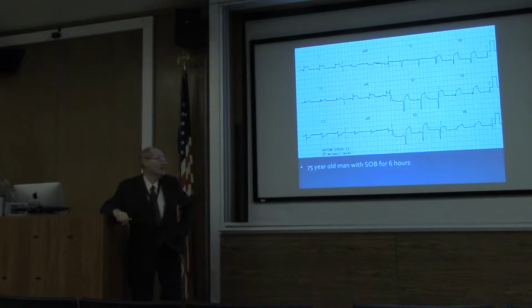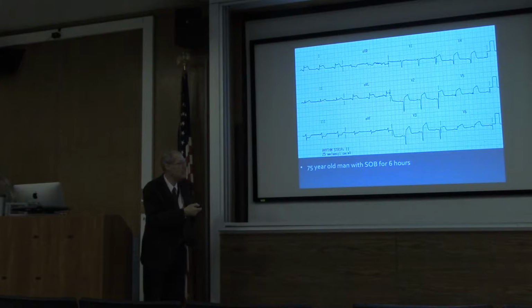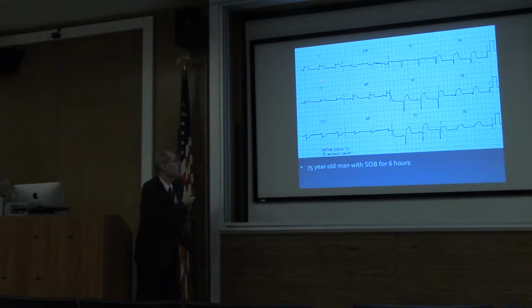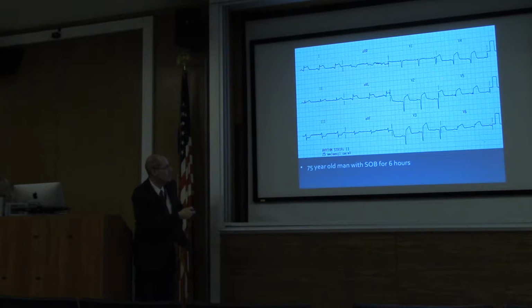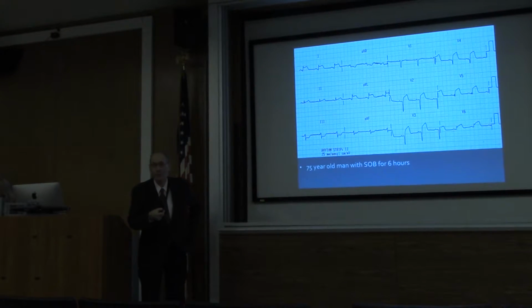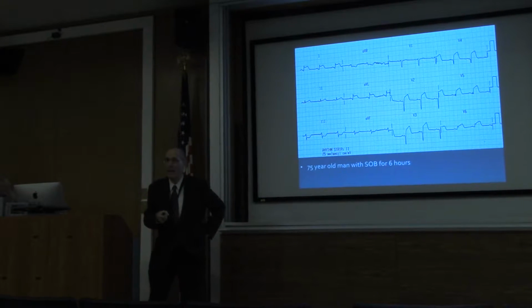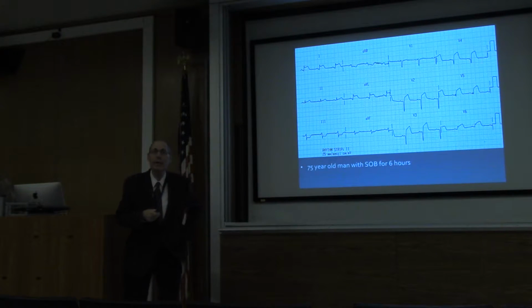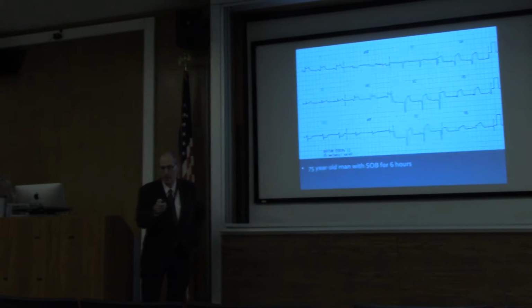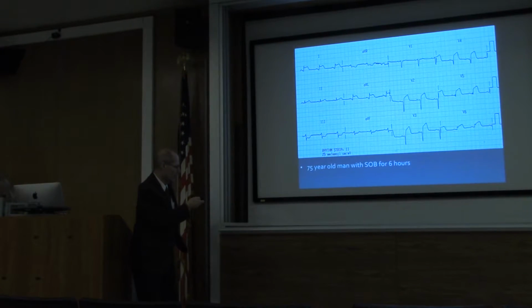You have ST elevations, V2 to V5, with the typical changes. So ST elevations in 1 and AVL. So almost everywhere. So this guy with a little shortness of breath has a huge anterior MI. Has the classical.